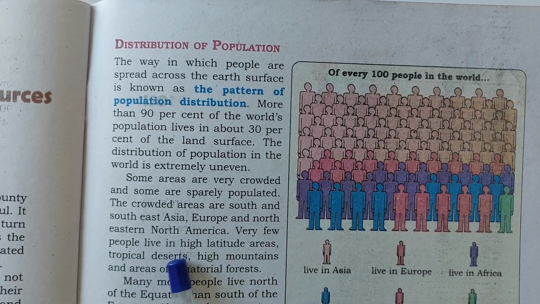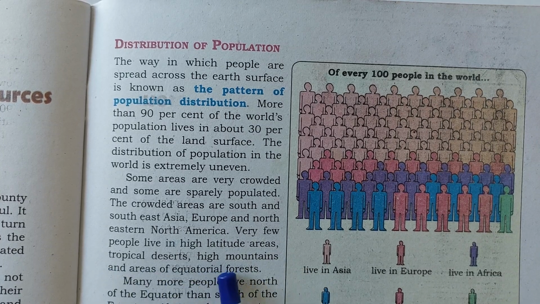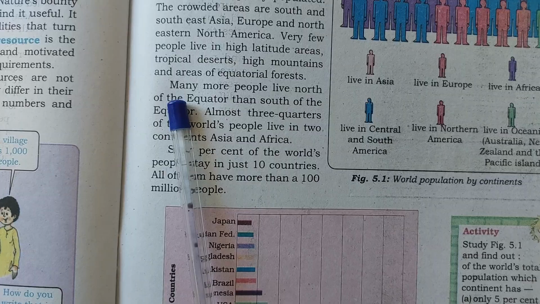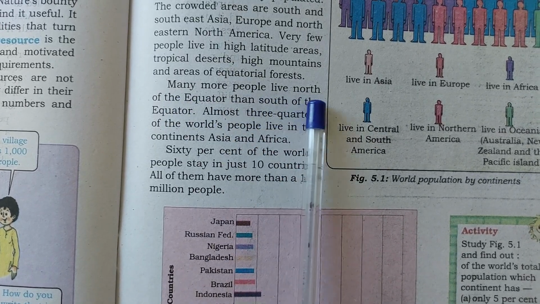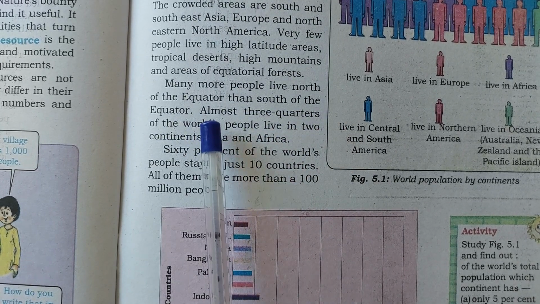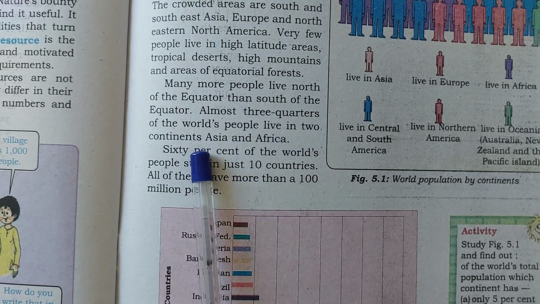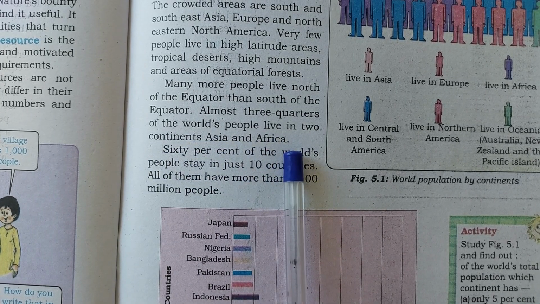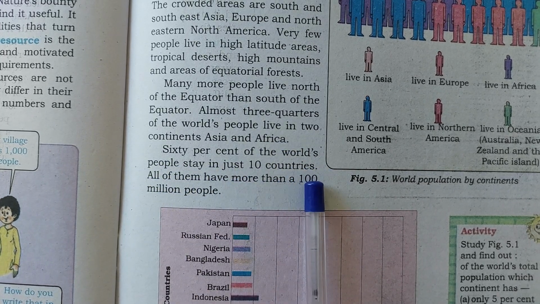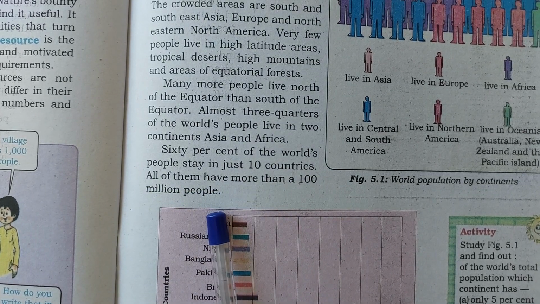Very few people live in high latitude areas, tropical deserts, high mountains, and areas of equatorial forest. Many more people live north of the equator than south of the equator. Almost three-quarters of the world's people live in two continents, Asia and Africa. 60% of the world's people stay in just 10 countries. All of them have more than 100 million people.